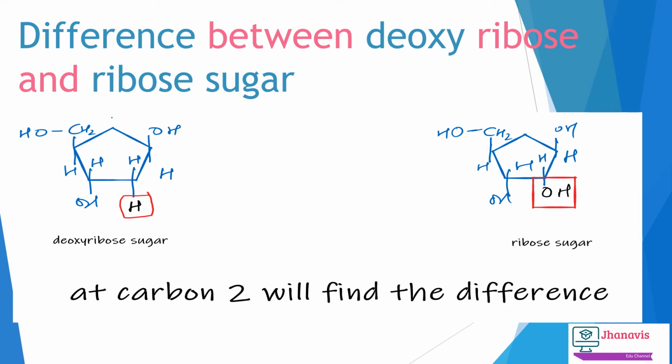But when you see the ribose sugar, at carbon 2 you have H and below it you have OH. This is the difference between the deoxyribose sugar and the ribose sugar. In deoxyribose, the O which should be present is removed, hence it is called deoxyribose sugar, which is present in the DNA, whereas ribose sugar, where you have OH on the second carbon atom, is present in the RNA.